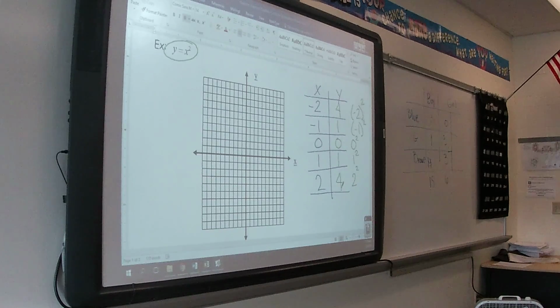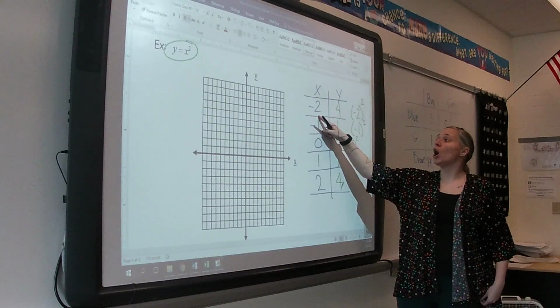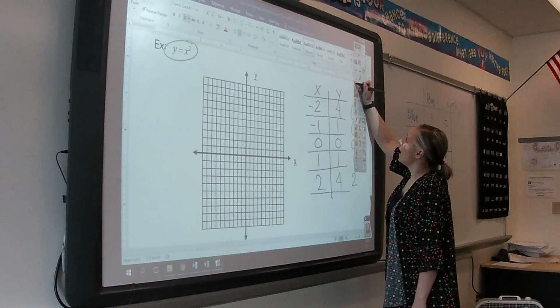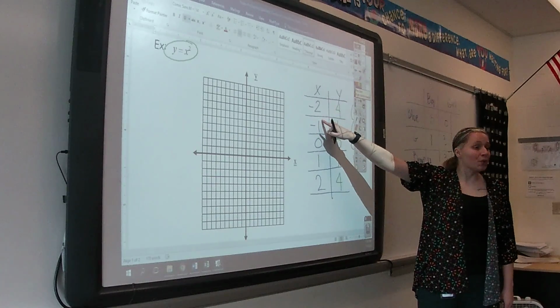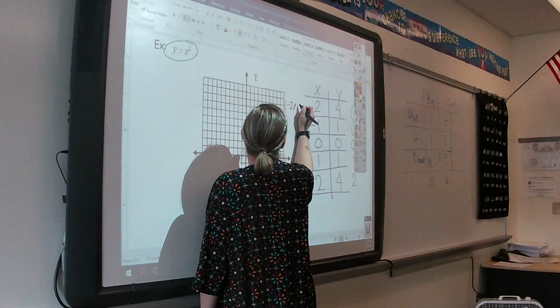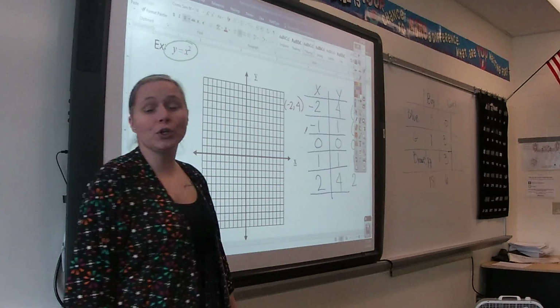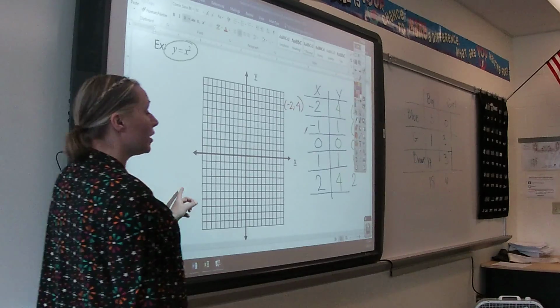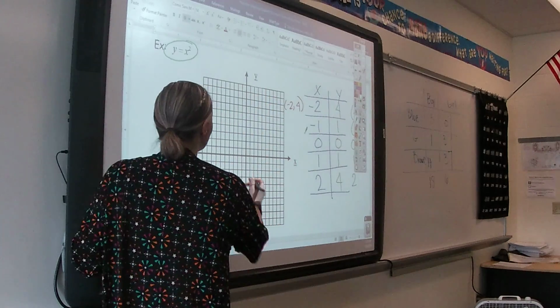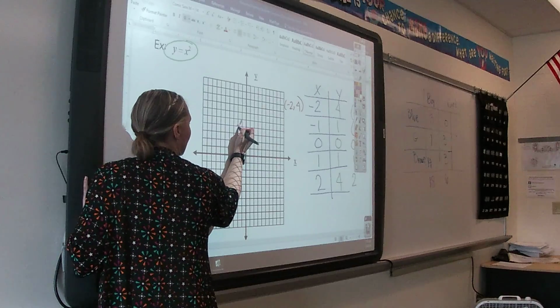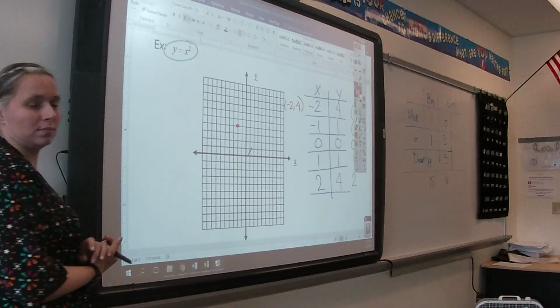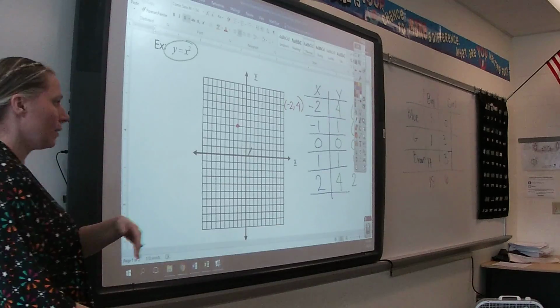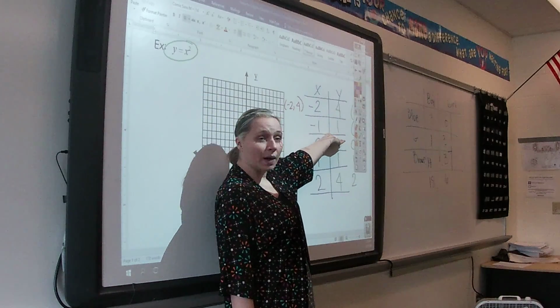Then just like anything else, every time we talked about functions first trimester, we can always think about this as an ordered pair. So this is now the ordered pair -2, +4. Which means I can go over here to my coordinate plane and I can plot the point -2, +4. My next point is -1, +1.